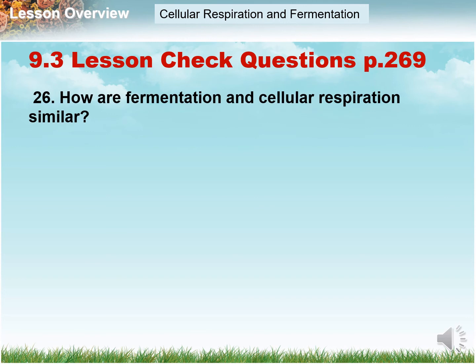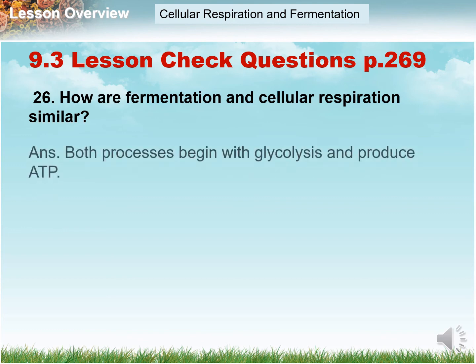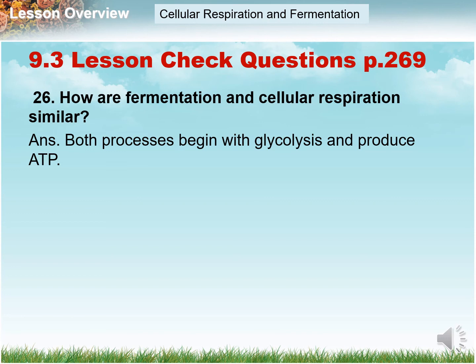Now for Chapter 9, Lesson 3, the fermentation lesson check questions, found in page 269. Number 26 question, how are fermentation and cellular respiration similar? The answer is, both processes begin with glycolysis and produce ATP.